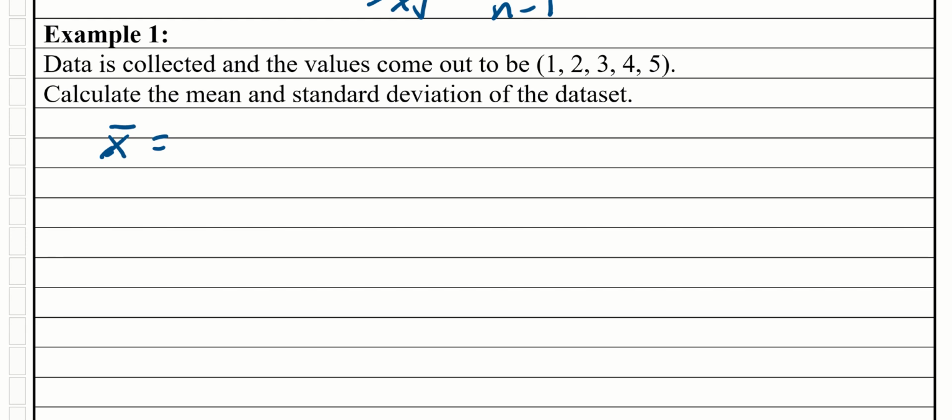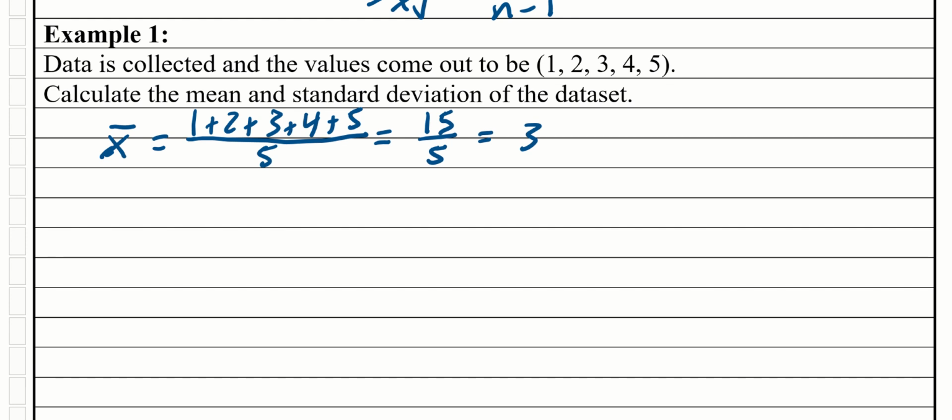Well, we simply add all the values together. So 1 plus 2 plus 3 plus 4 plus 5. And then we divide by how many there are. So 5. So when I add all the values on the top, I end up with 1 plus 2, so 3, plus 3 is 6, plus 4 is 10, and then plus 5 is 15. So 15 divided by 5, which is 3. So that is what the mean is here.